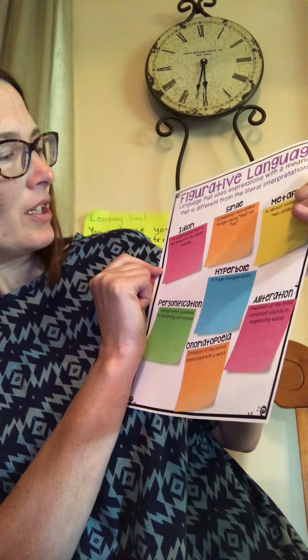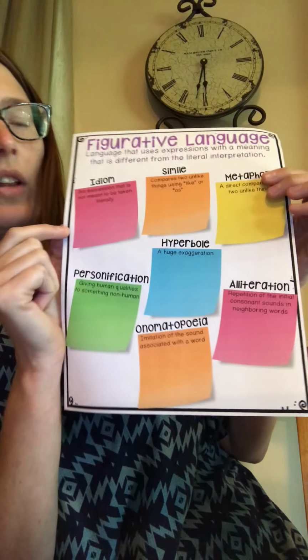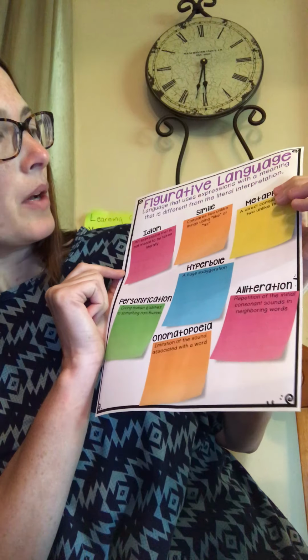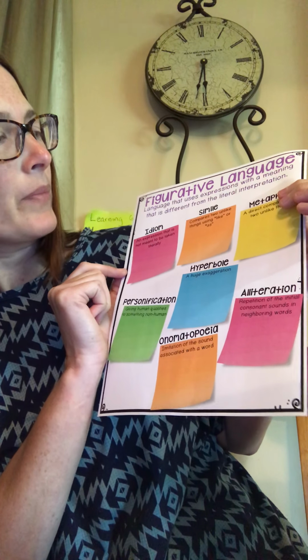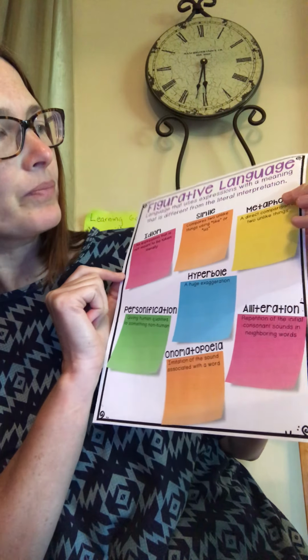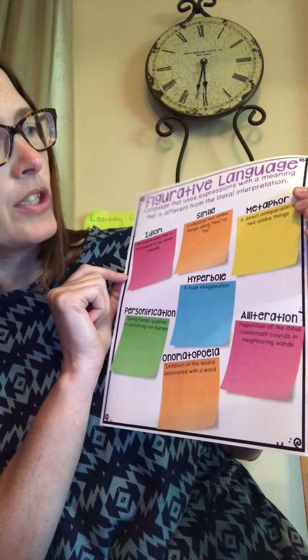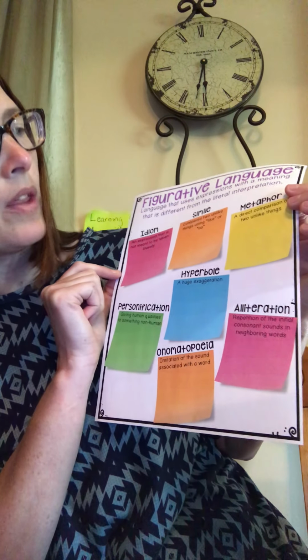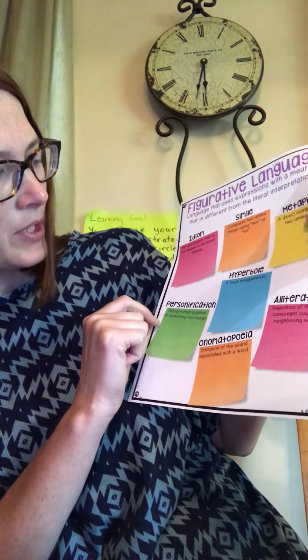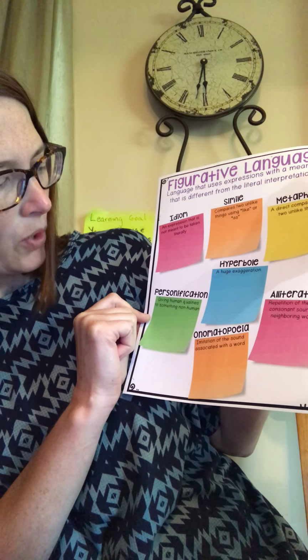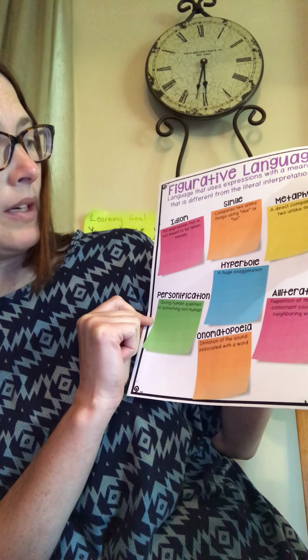All right. So, an idiom is an expression that is not meant to be taken literally. A simile compares two unlike things using like or as. A metaphor is a direct comparison of two unlike things. A personification is giving human qualities to something non-human.